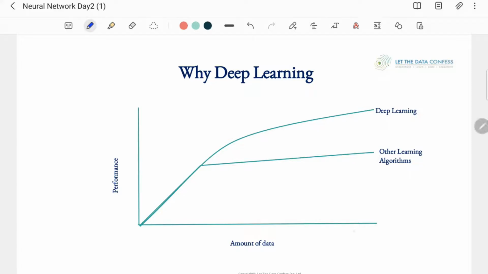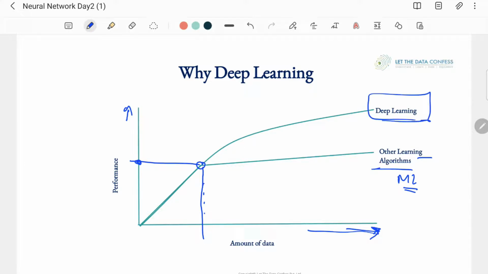If you see this graph, as the amount of data increases, the performance of deep learning will increase. Suppose you are using this much amount of data, then you can see the performance of the other learning algorithms, either ML or maybe other algorithms, is actually the same. But when you are using a huge amount of data, it can be handled well with the help of deep learning algorithms. So as the amount of data increases, a deep learning algorithm will perform better and provide you more accuracy.